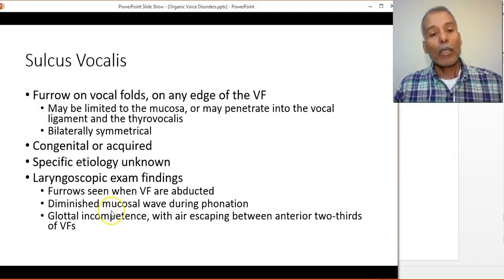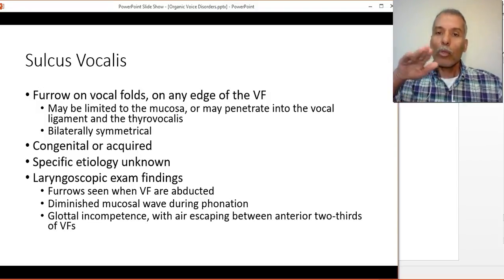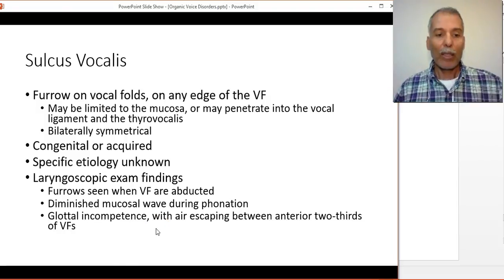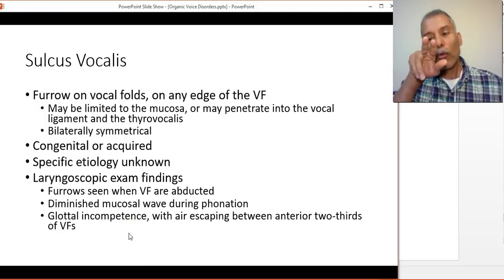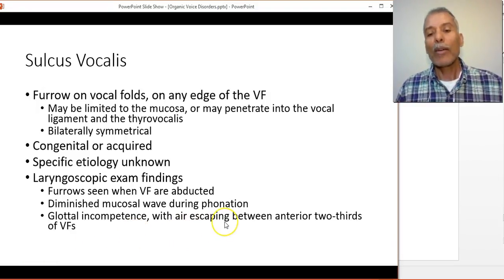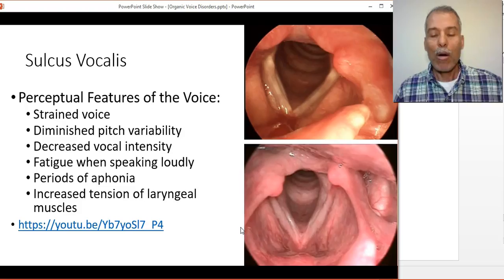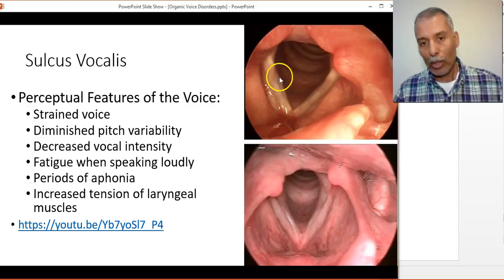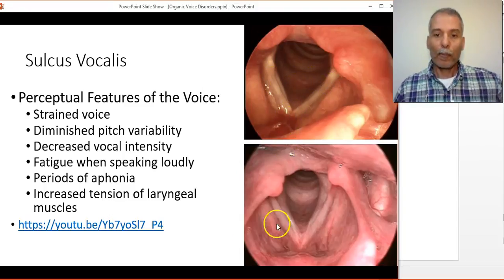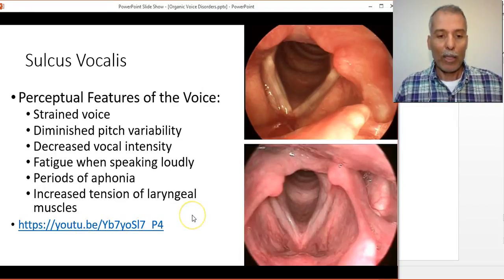So one of the characteristic signs is the diminished mucosal wave during phonation. As the person is phonating, the mucosal wave is diminished. And also the vocal folds are not fully meeting, not fully approximated. That's glottal incompetence, and the air escapes, especially between the vibratory edges, which are the anterior one third and the middle. So it is mostly in the anterior two thirds. And there's a video here where you can see it in a patient.